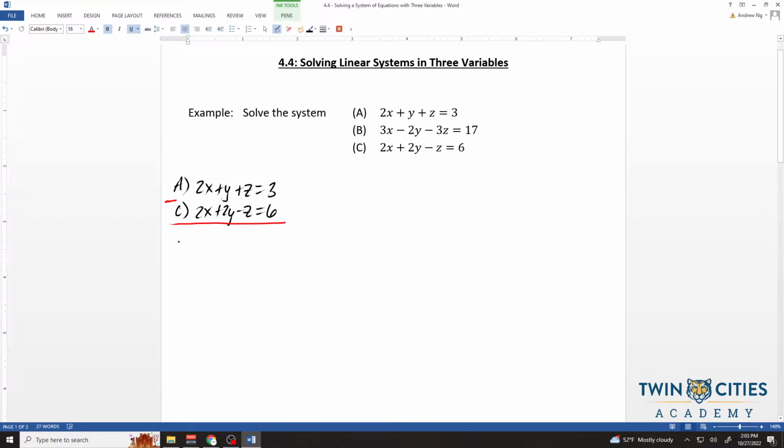What I've got is 2x, so I'm going to add these together. What I've got is 2x plus 2x. That's going to make 4x. And then y plus 2y. That's going to make 3y. And the whole purpose of adding these together is so that z plus negative z is going to go to 0. And this is equal to 3 plus 6 is 9. I've created a new equation, so I'm going to give it a new label. I've got equation A here, B here, C here. Let's call this equation D.